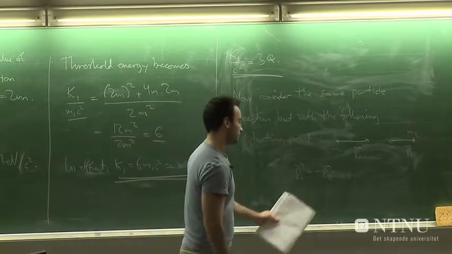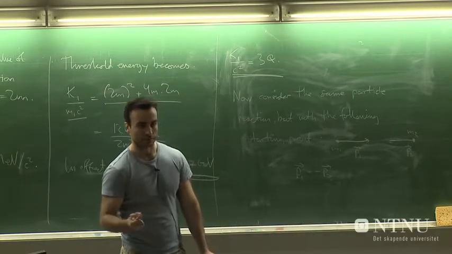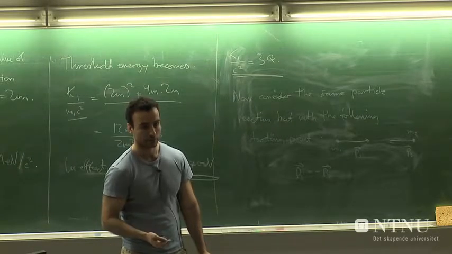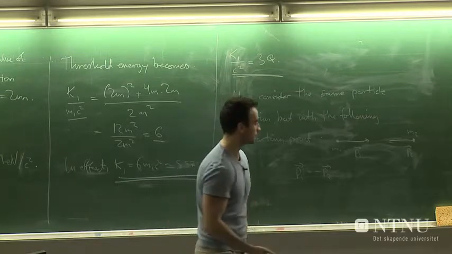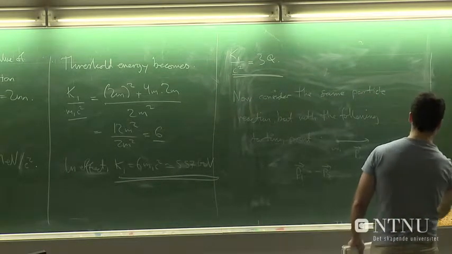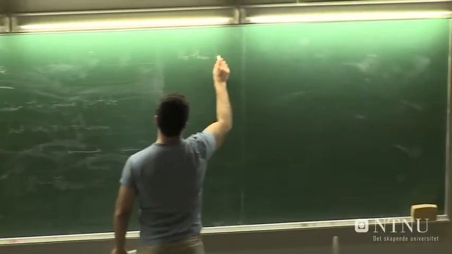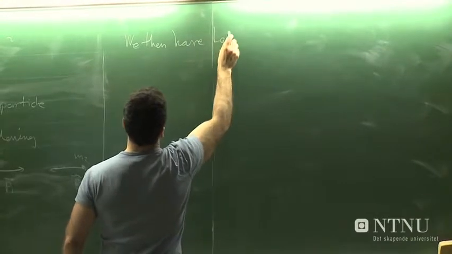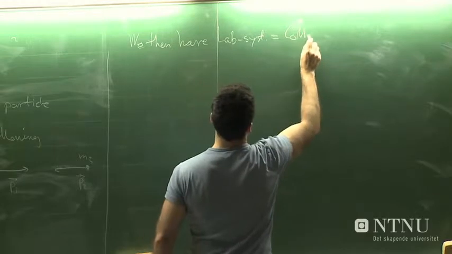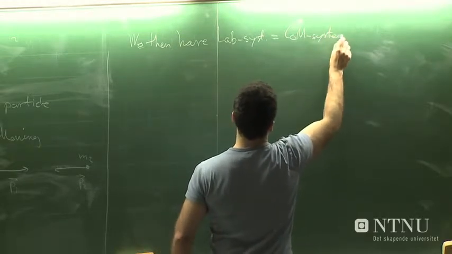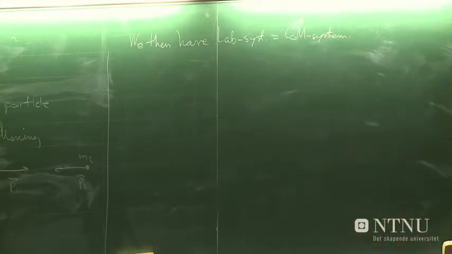And assume that we do this in a fashion so that the momentum of the particles are the same. So this is the center of mass system. Our lab system is now the center of mass system as well. So we're doing the same experiment, but in a slightly different way.